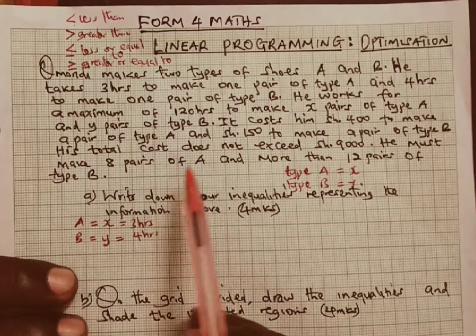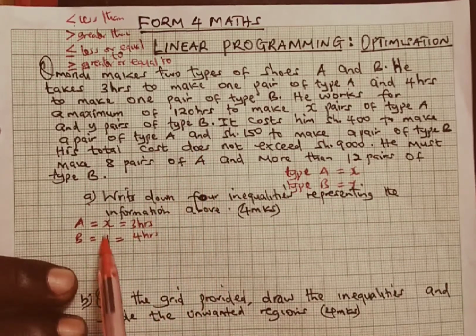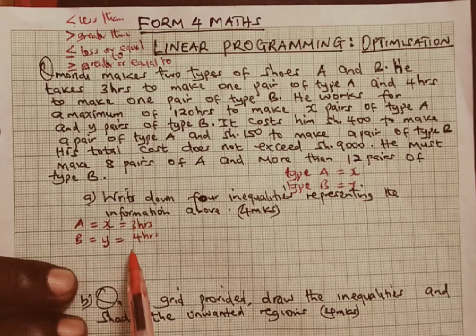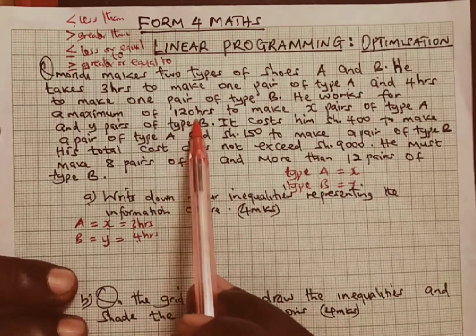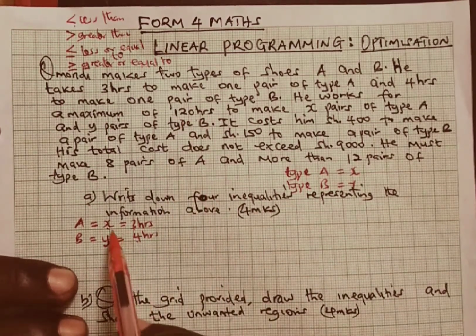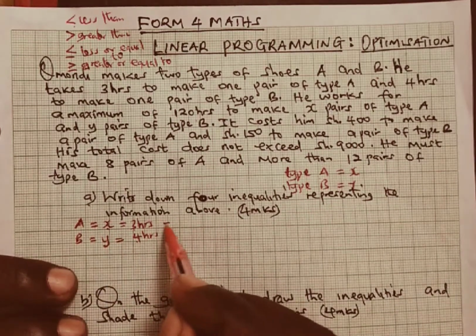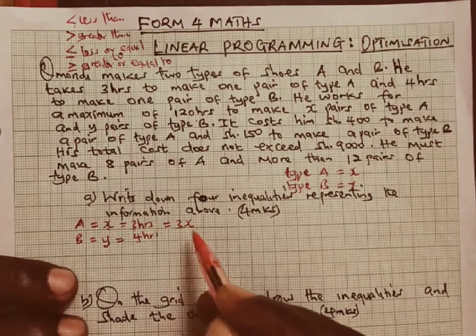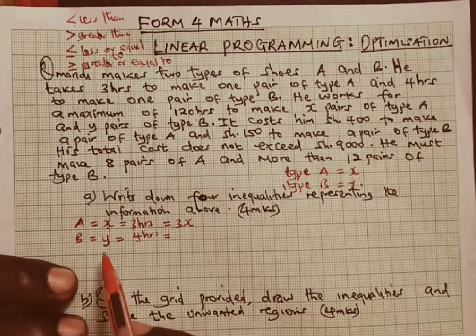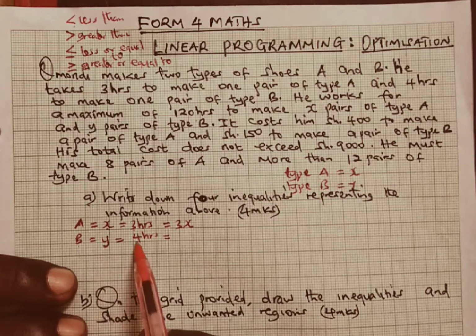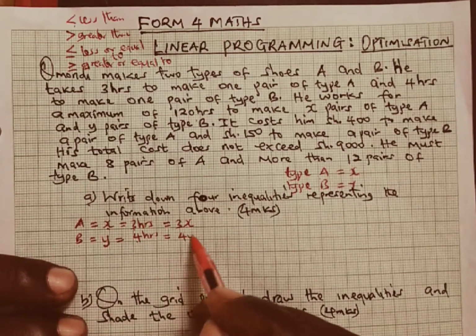What does it mean? It means if he makes X pairs for 3 hours and Y pairs for 4 hours, the total number of hours is equal to 120, meaning the total number of hours worked to make type A will be equal to 3x, and the total number of hours required to make type B will be equal to Y times 4, giving us 4y.